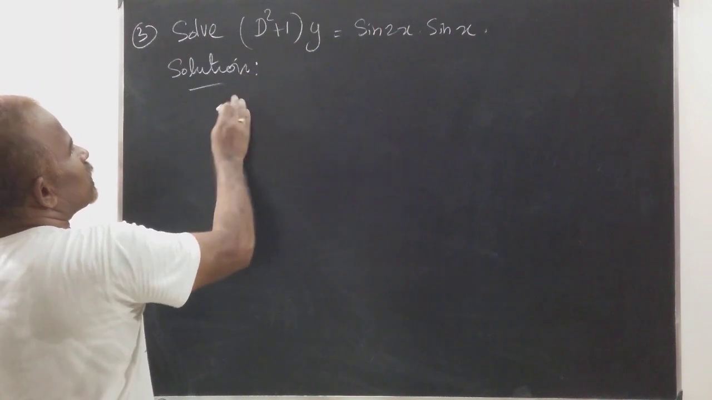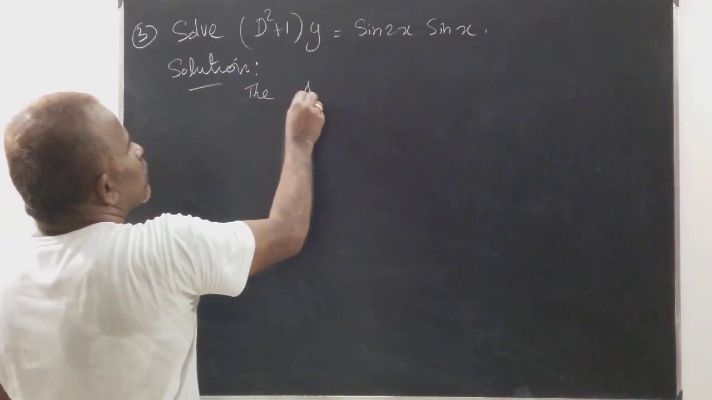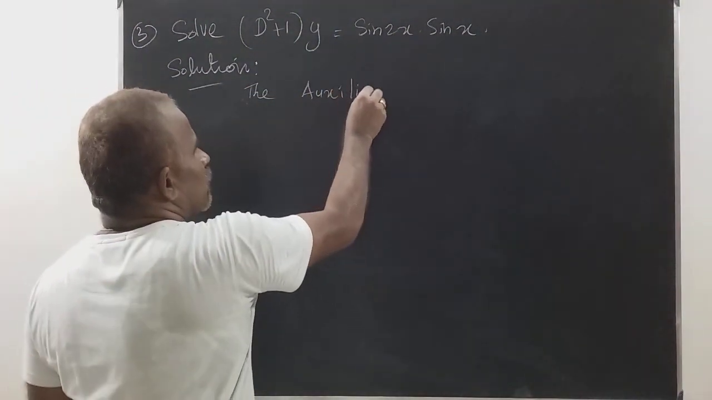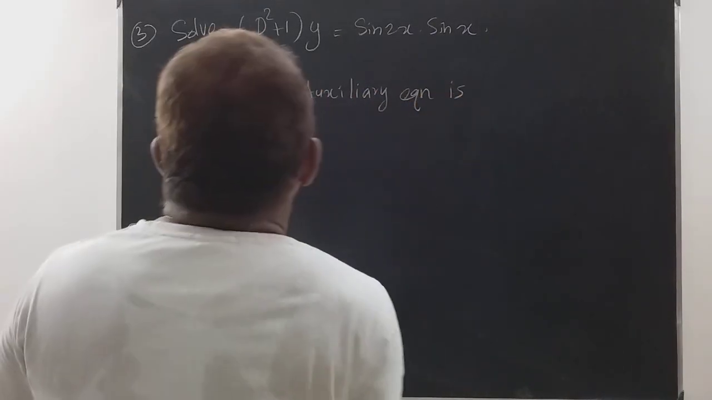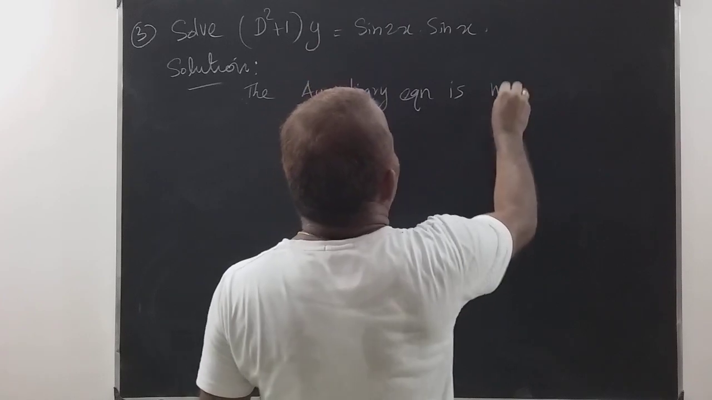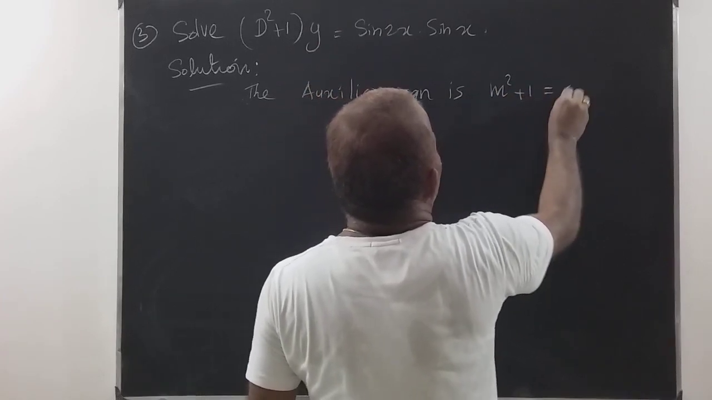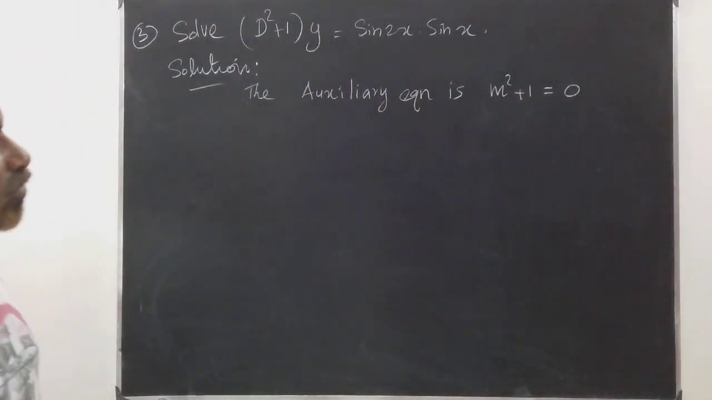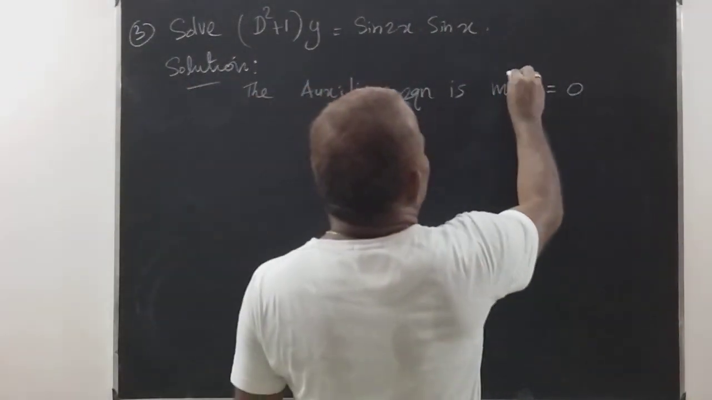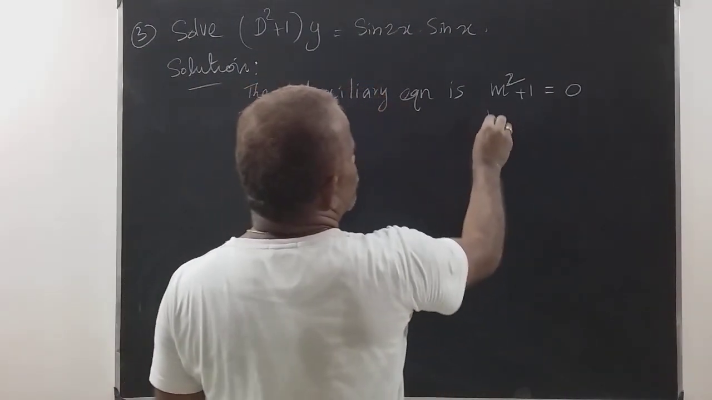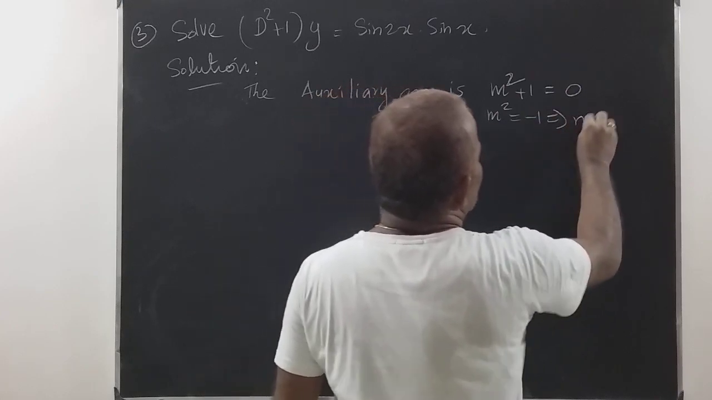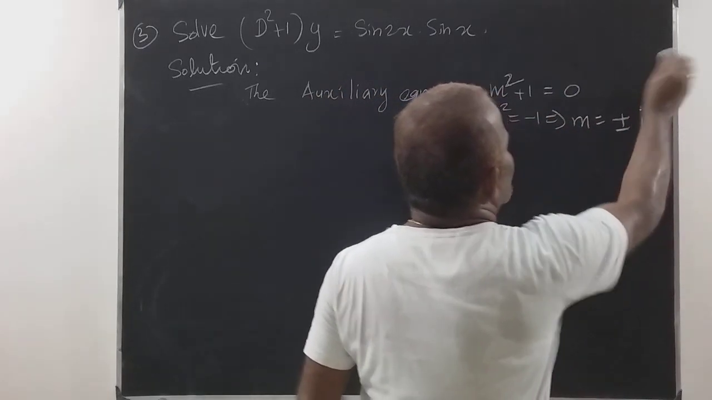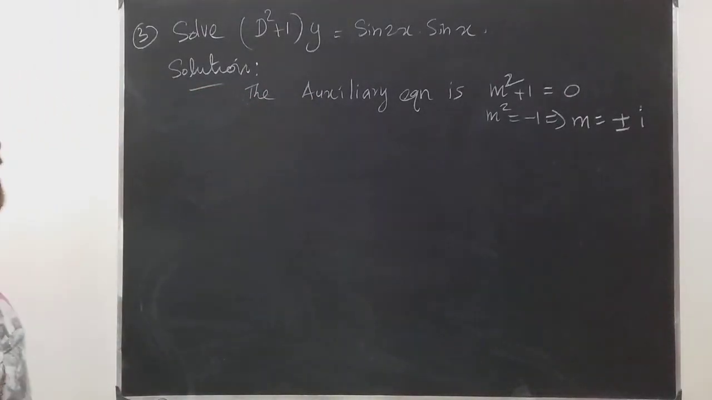The auxiliary equation is m square plus 1 is equal to 0. Therefore m squared is equal to minus 1. So this implies m is equal to plus or minus i.